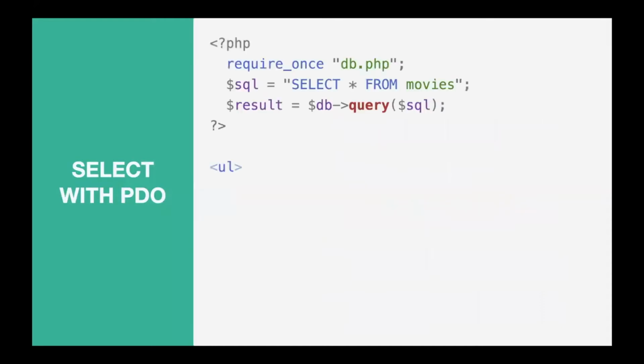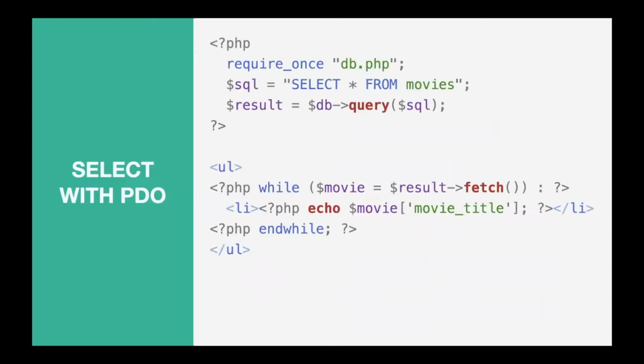And I'll show you an example of them both. All right, so here's an example of us getting our movie. At the top, we have our PHP block. And you notice that I have this require_once db.php. So this is retrieving that connection to our database.